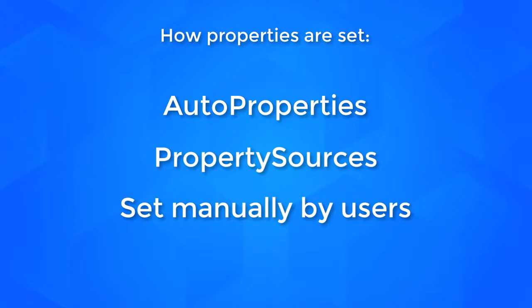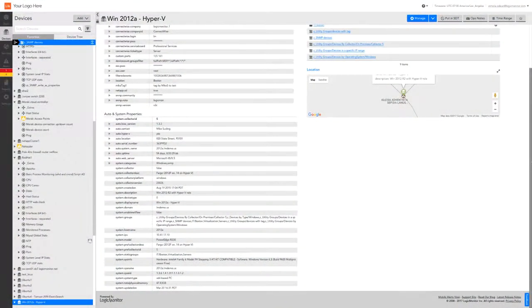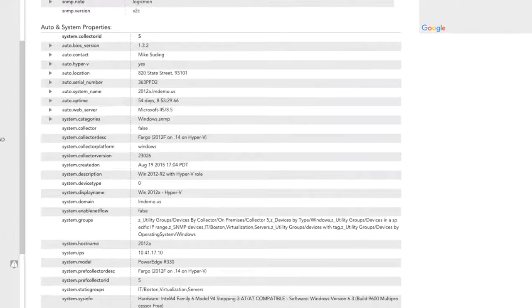First, let's look at the auto properties system. In order to know what to monitor on a particular device, LogicMonitor needs some information about it. Most importantly, it needs to know what it is. So when a device is first added to the system, LogicMonitor determines what it is by asking it a few questions about itself and then storing its answers. The process of asking these questions is called the auto properties system, and the answers the device gives are stored in LogicMonitor as system properties for that device.